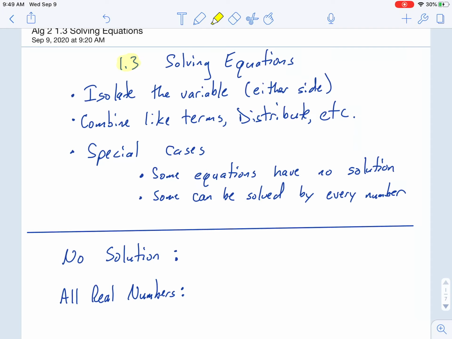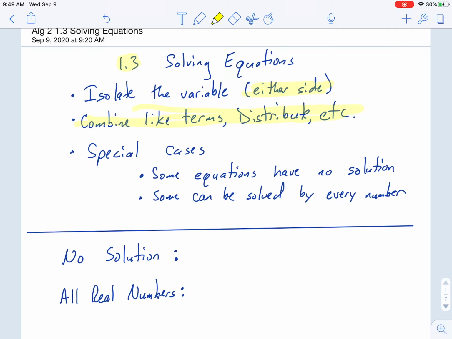This is not exactly Algebra 2 yet. There's skills that you'll use in Algebra 2. But today we're going to focus on solving equations. So that's where you isolate the variable in an equation. That can be isolated on either side of the equal sign, does not matter. There will be extra steps like combining like terms, distributing, things like that.